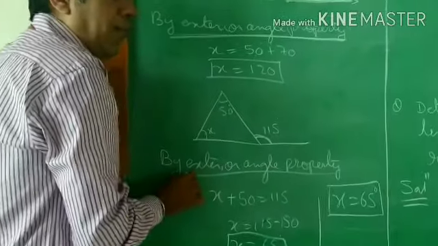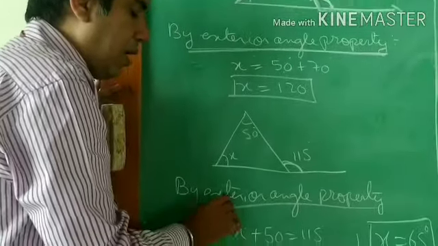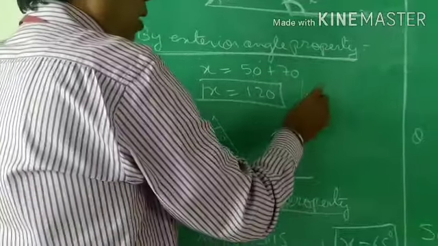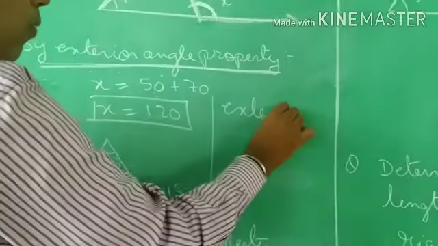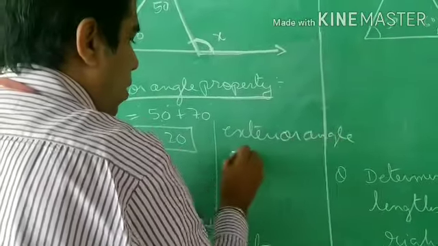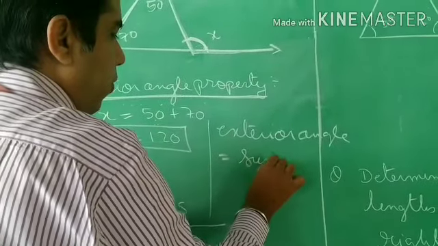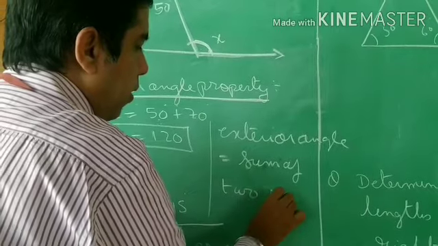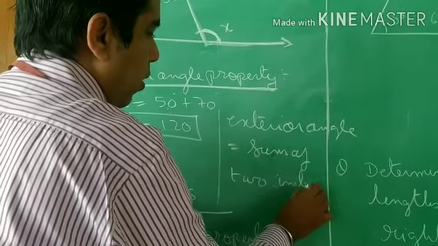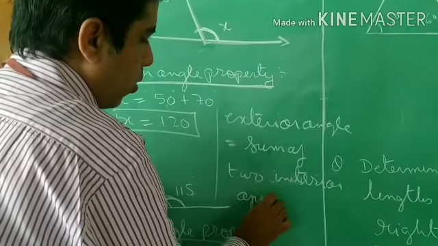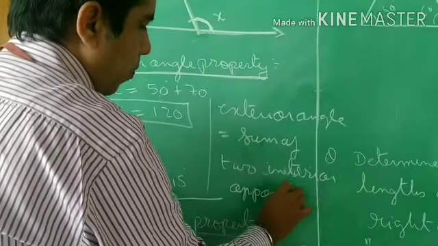So better write, by the exterior angle property, sum of two. It comes like this. You know the property: exterior angle is equal to sum of two interior opposite angles.